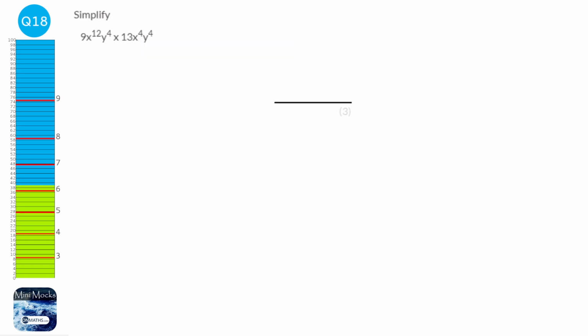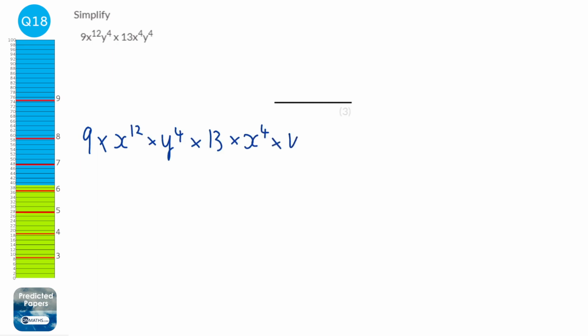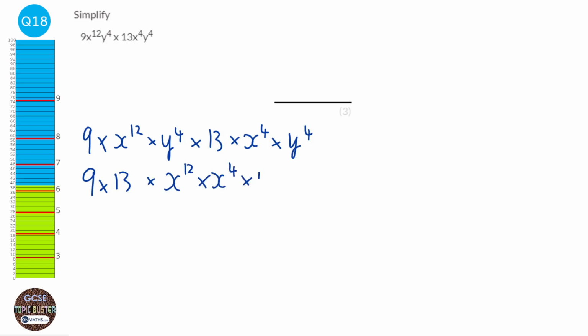There's a lot going on with this question, so what I'm going to do is put in all of the times signs that we don't normally show. So we've got 10 times 12x times y to the power 4 times 13 times x to the power 4 times y to the power 4. And I'm going to reorder these to put the numbers together, first of all. And with multiplying, it doesn't matter which way around you do it, so I'm not changing anything. I'm going to put the x's together. And I'm going to put the y's together.